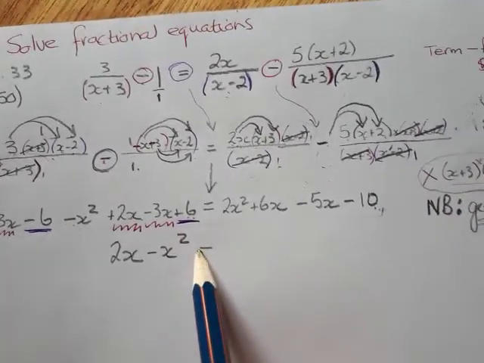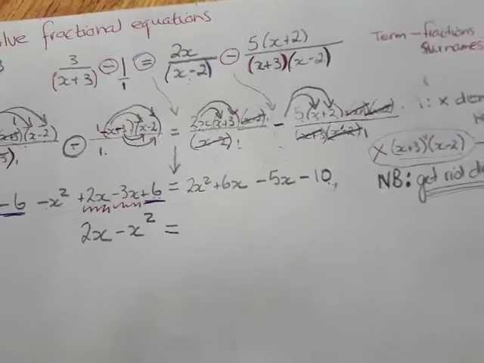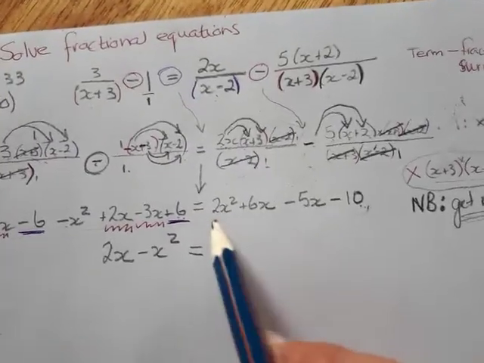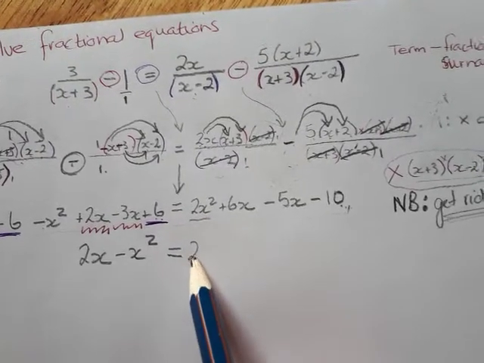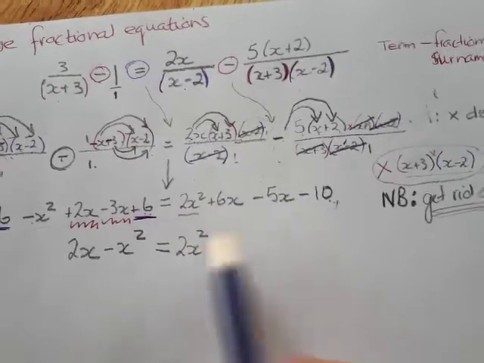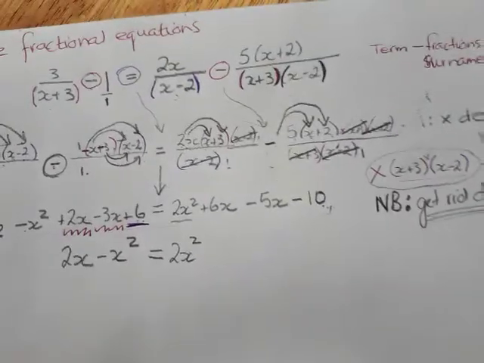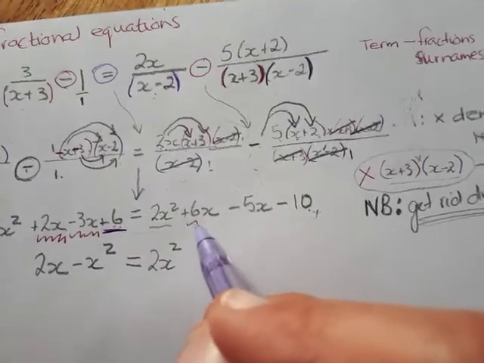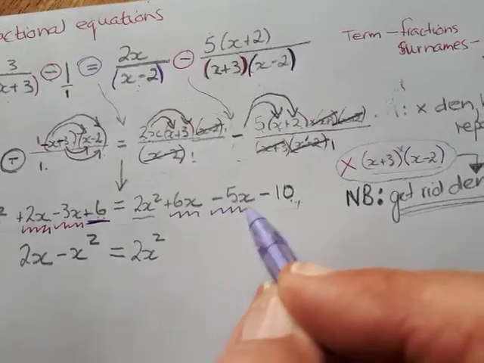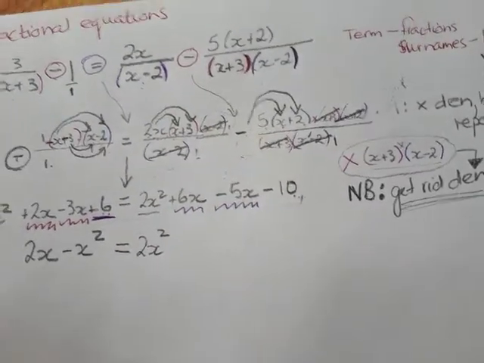Then we have the equal sign. On the right hand side, we will do the same. Here we've got 2x squared. There is no more x squared, so we're going to leave that. Then we have 6x minus 5x, which gives me x.